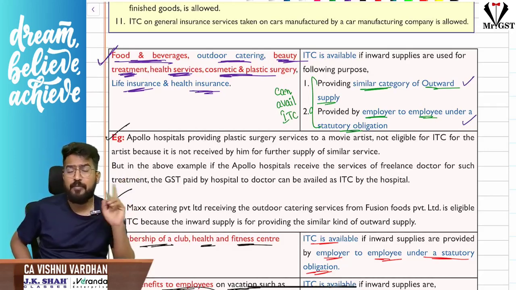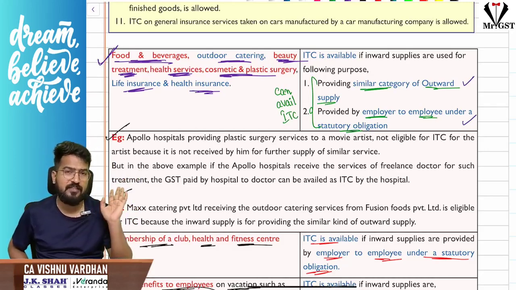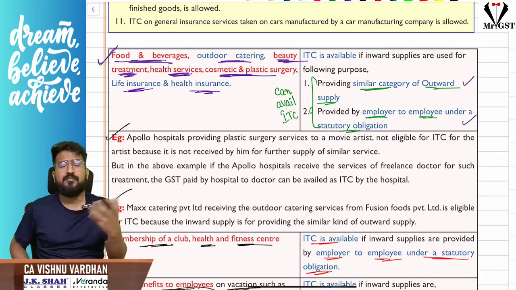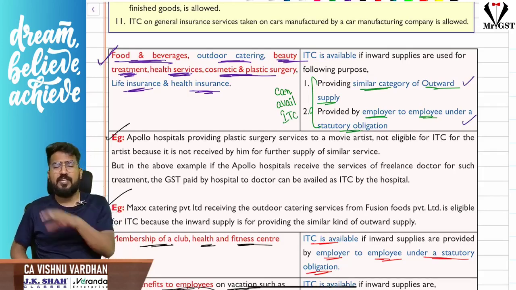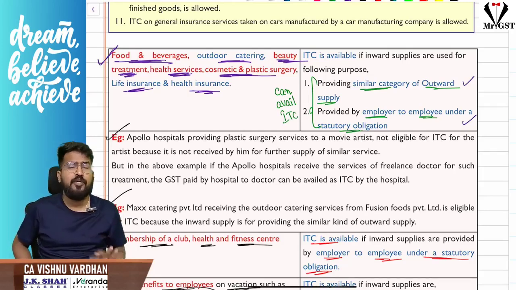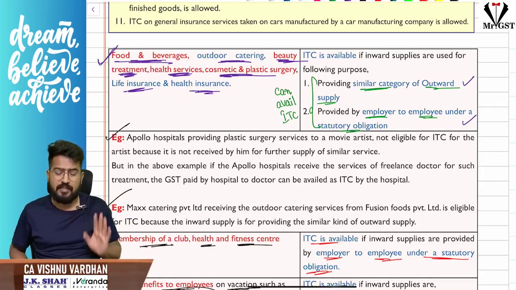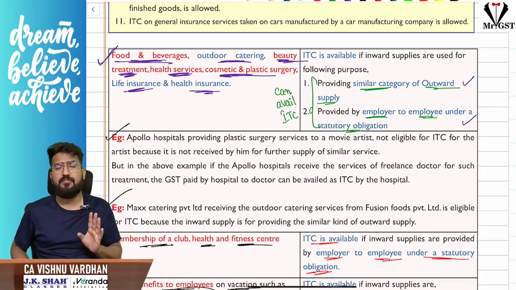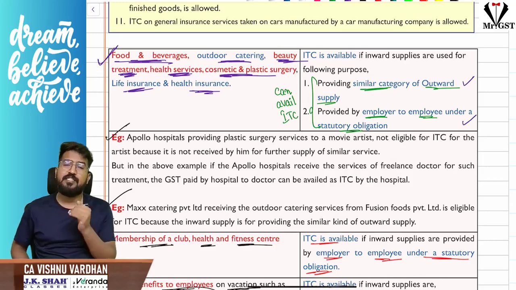Remember, company policy is different, statutory obligation is different. Your company policy is something you voluntarily created. Statutory obligation, law has mandated that on you. So both are different. Please understand that. So it is not as a part of your company's policy, but it is as a part of statutory obligation.